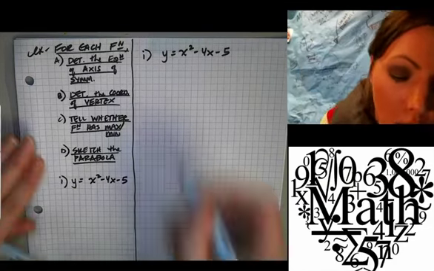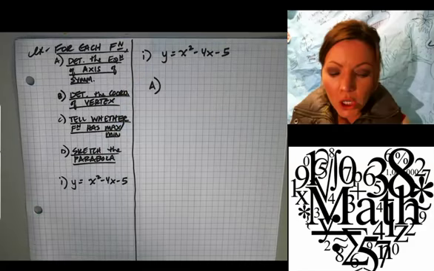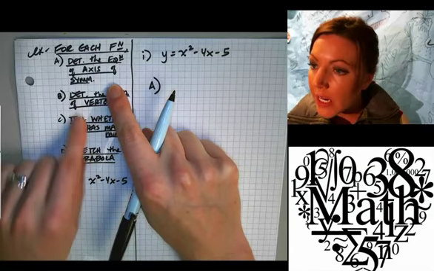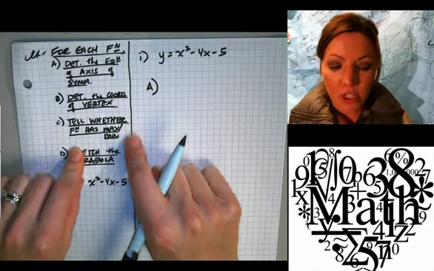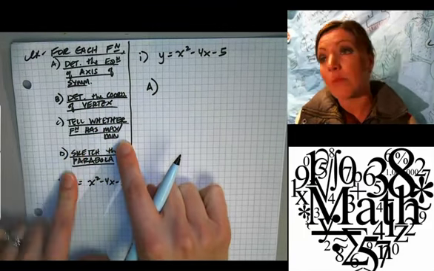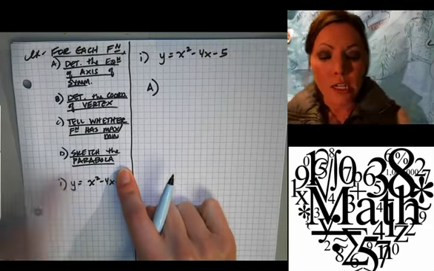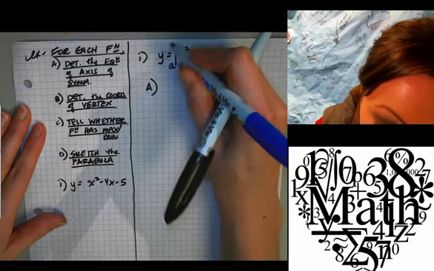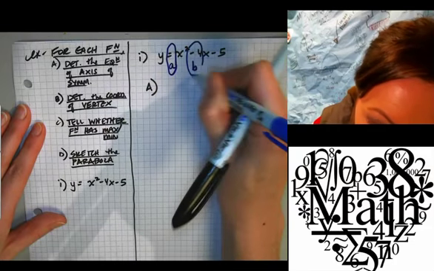All right. For each function we want to: A, determine the equation of the axis of symmetry; B, determine the coordinates of the vertex; and C, tell whether the function has a maximum or minimum, and then sketch it. So, we have actually done all this before. This is not really anything new. We're going to start by labeling our coefficients.